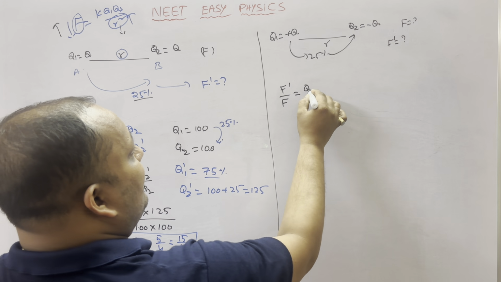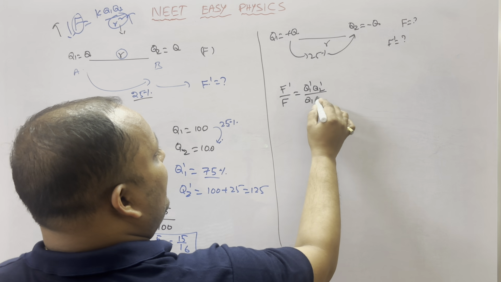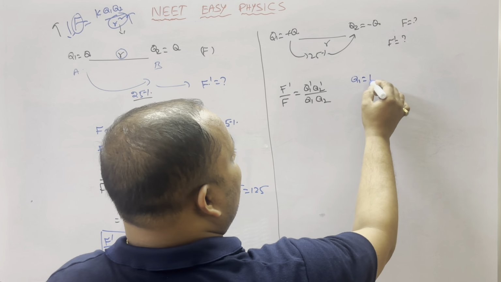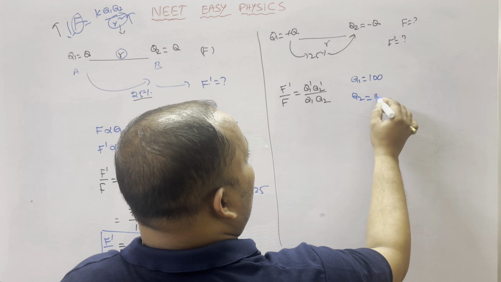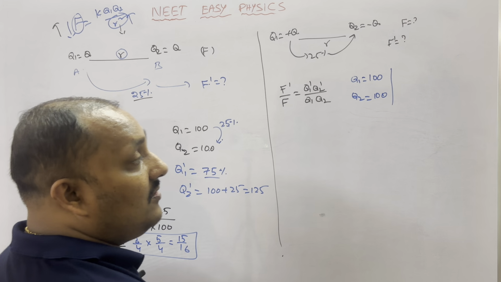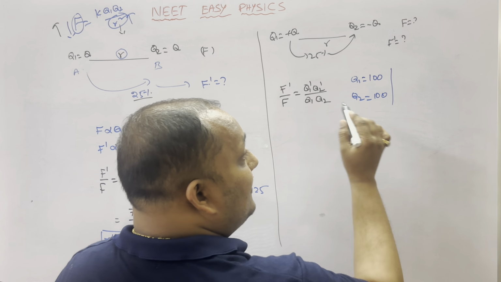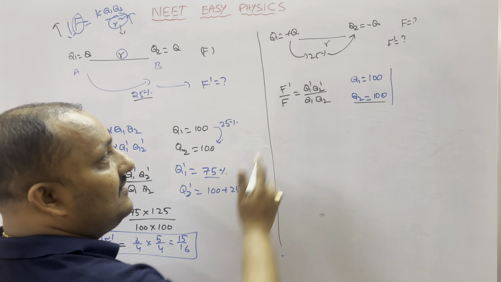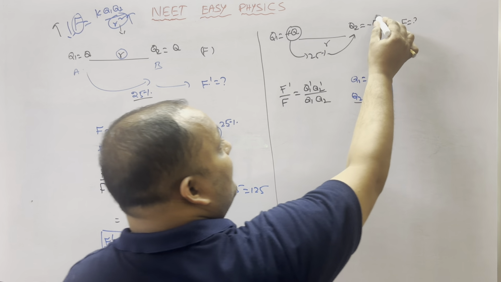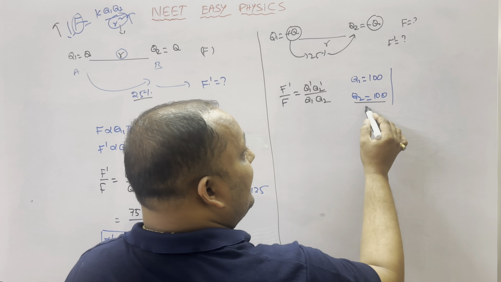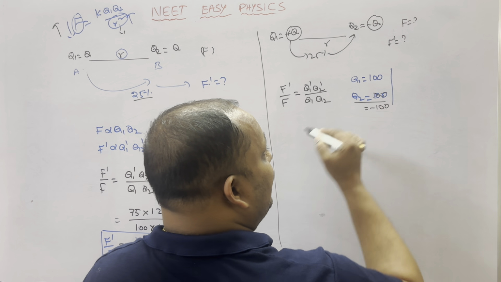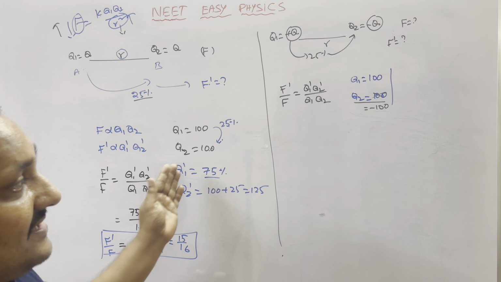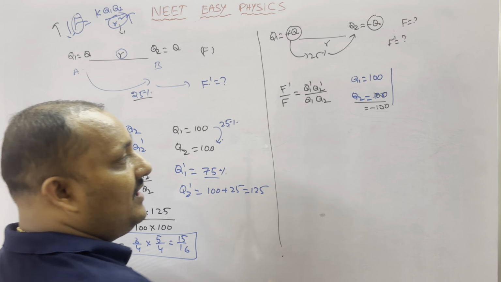F dash by F equals Q1 dash Q2 dash by Q1 Q2. What are the initial charges? I said whenever they give a percentage, Q1 is 100, Q2 is 100. Here for Q2, if you take 100, you will get the same answer, but here they gave plus Q and there minus Q. Therefore, you have to take this one as minus 100, not plus 100, because one charge is positive and one charge is negative. Charge is an additive property.